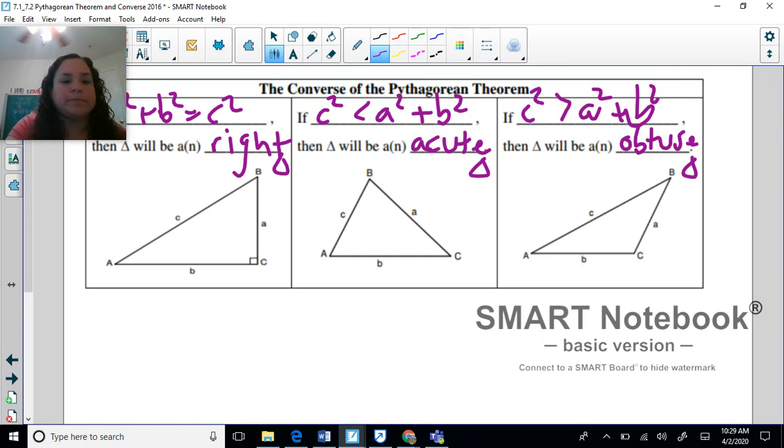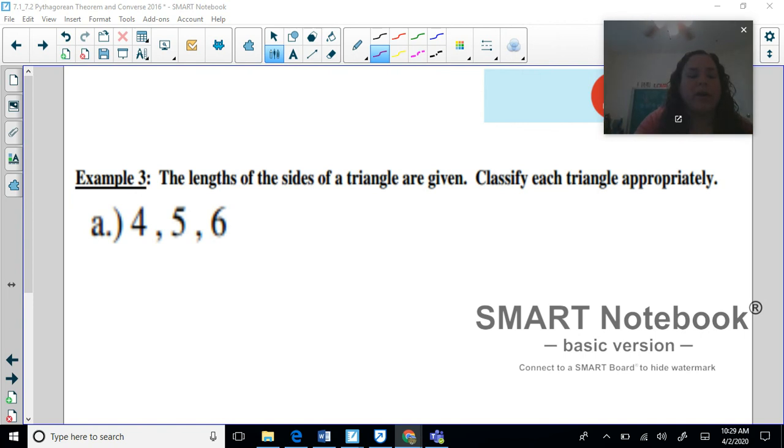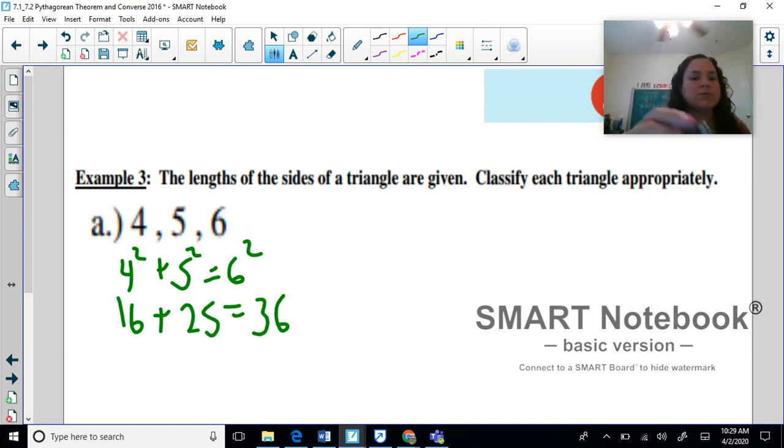Okay, so here we have the numbers 4, 5, 6. So we're going to plug in the 6 into the C. So let's see, 4 squared plus 5 squared equals 6 squared, right? 4 squared is 16, 5 squared is 25, 6 squared is 36, right? If we add 16 plus 25, we get 41. 41 is actually greater than 36.